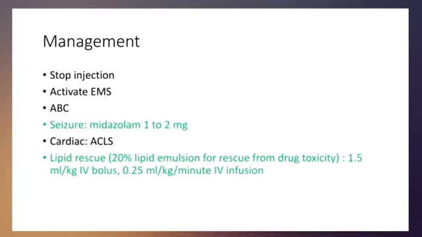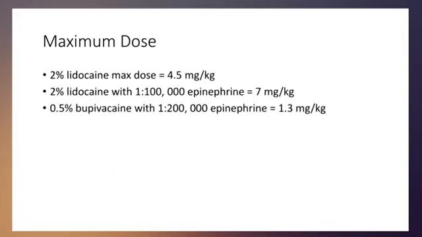Bottom line, they all start with seizing and then they proceed towards cardiovascular and respiratory collapse. And so symptomatic treatment first with midazolam is important. When it comes to local anesthesia toxicity, treatment is with lipid rescue, and knowing the maximum dose: 2% lidocaine plain, 4.5 milligrams per kilogram, 2% lidocaine with epinephrine, 7 milligrams per kilogram, and 0.5% bupivacaine with epinephrine, 1.3 milligrams per kilogram.